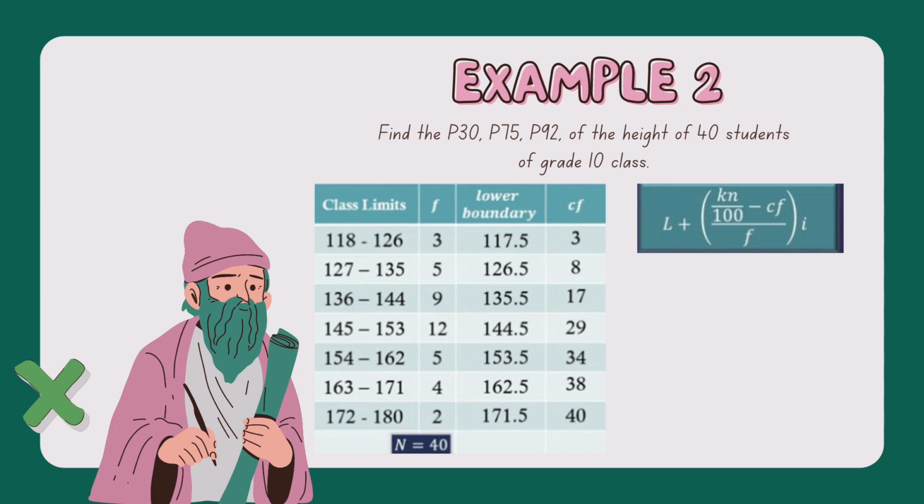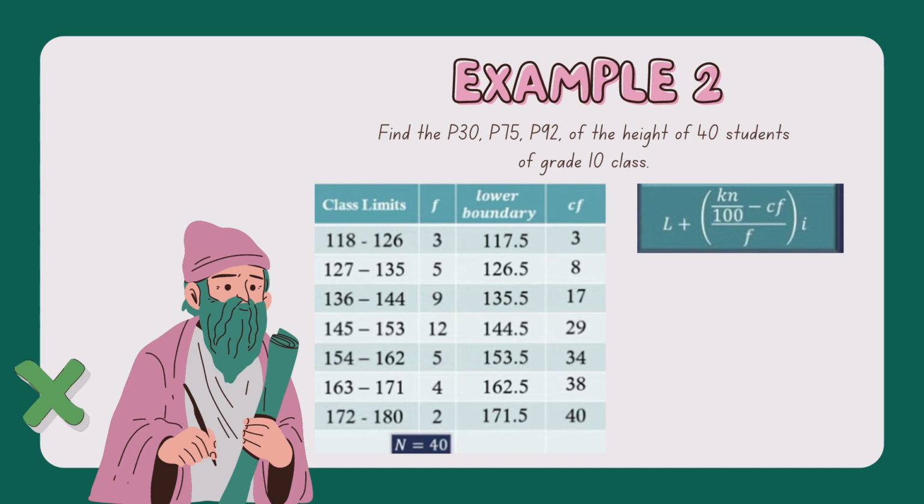Next naman is ang pagkuha ng cumulative frequency. Mag-start tayo dito sa taas, sa class ng 118 to 126. Ikokopya lang natin yung frequency niya na 3. Then, i-add natin yung 3 na yon sa frequency na 5. So, 3 plus 5 is equals to 8. So, ang cumulative frequency ng second class is 8. Ganun lang rin sa next. 8 plus 9 is equals to 17. 17 plus 12 is equals to 29. 29 plus 5 is equals to 34. And 34 plus 4 is equals to 38. Plus 2 is equals to 40.